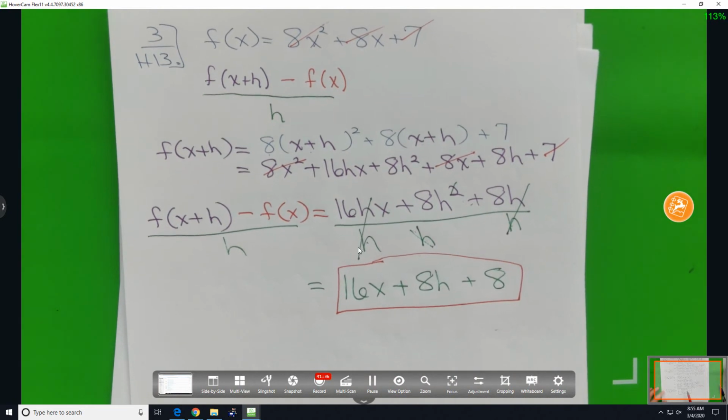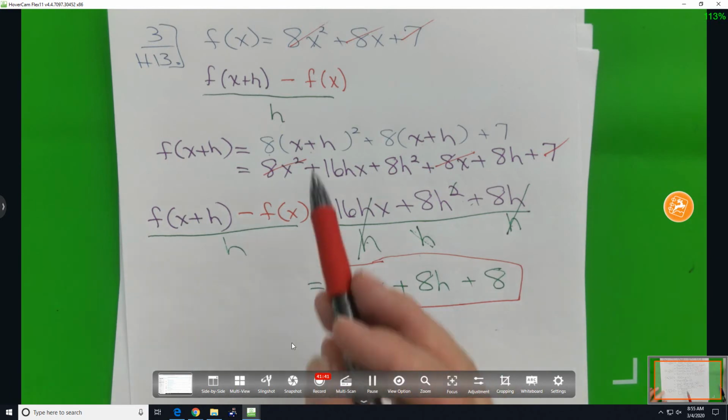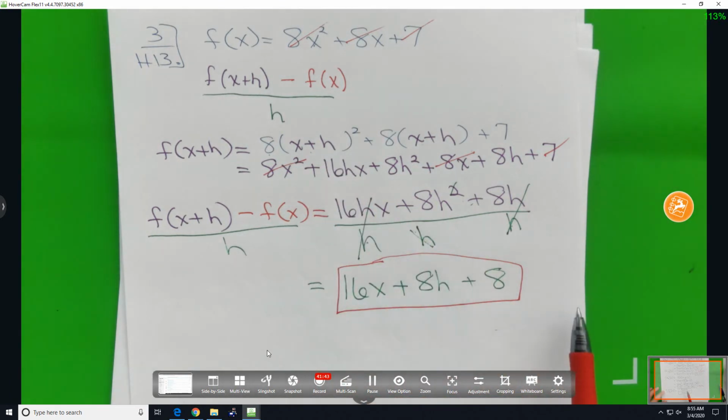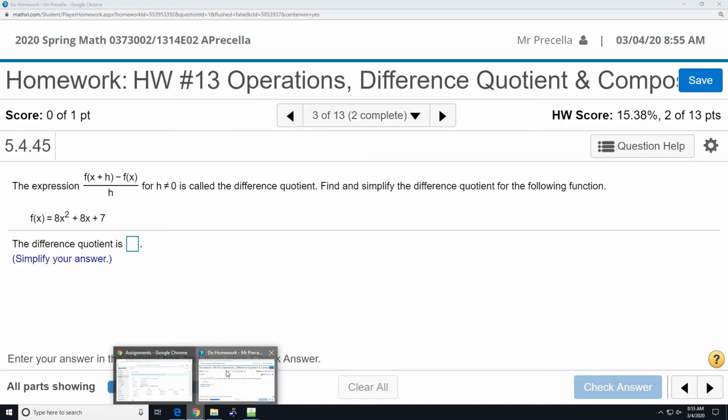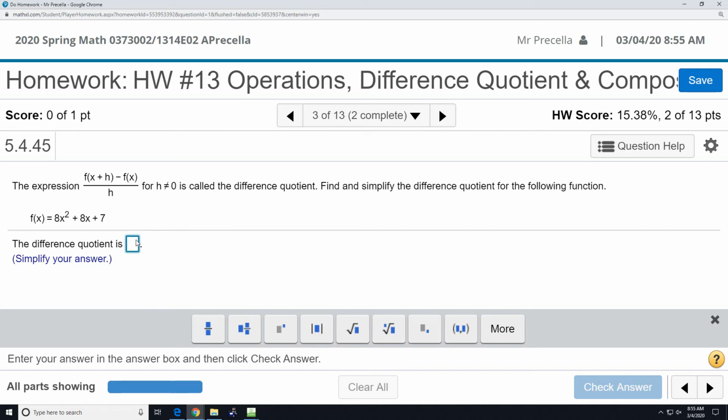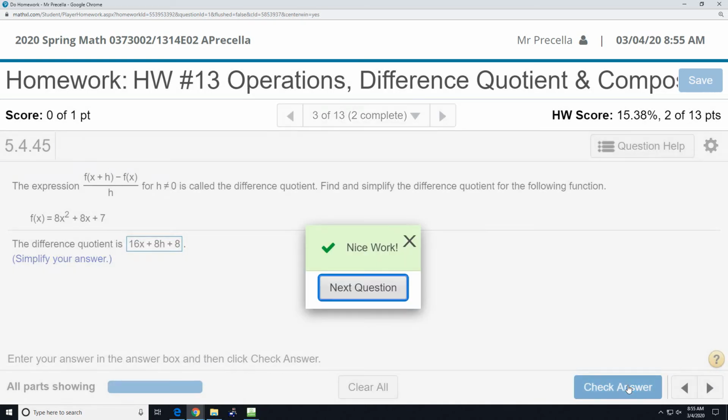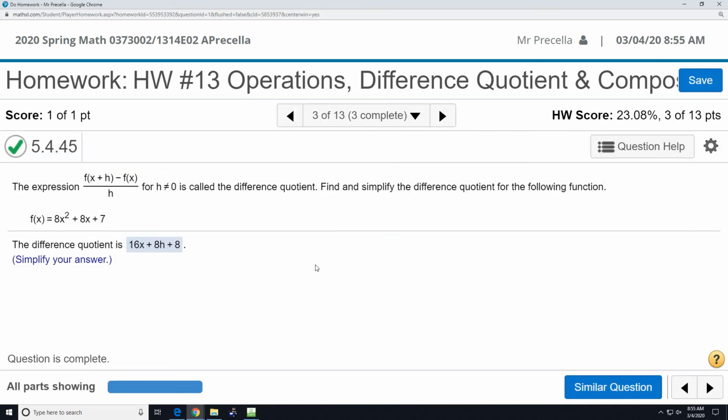Yeah, that was a good thing that they didn't break it up, part A, part B, part C. I still break it into 3 parts for my work. But now at least I don't have to type in all those other answers. All I type in is the final answer. Switch them back to MyLab. We type in 16x plus 8h plus 8. Any questions there?